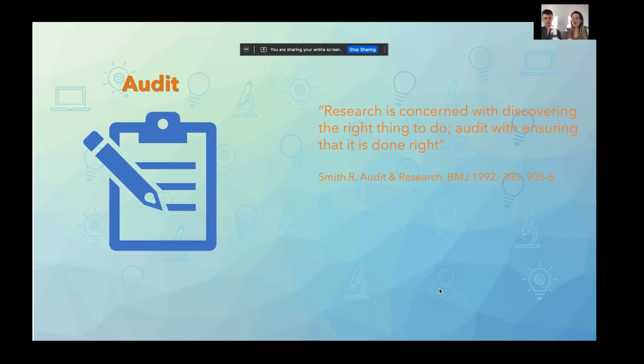I thought this quote was quite good at explaining the difference between research and audit work. Research is concerned with discovering the right thing to do, so finding further evidence, and the audit is to do with ensuring that it is done in line with what the evidence says, essentially.